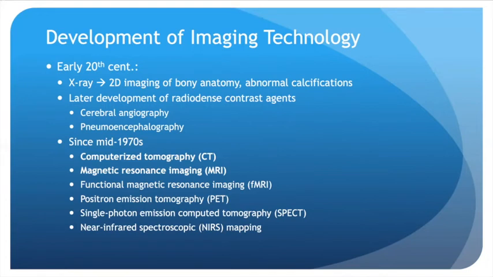Since the mid-1970s, though, many other imaging techniques have been developed. So computerized tomography or CT scans, magnetic resonance imaging or MRI, functional magnetic resonance imaging or fMRI, positron emission tomography or PET scans, single photon emission computed tomography or SPECT scans, and near infrared spectroscopic mapping, NIRS mapping.